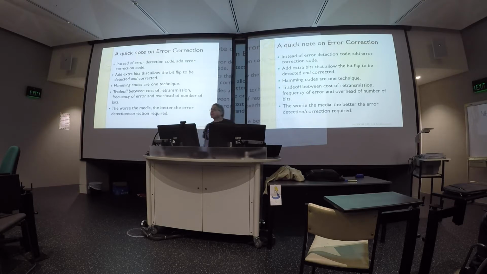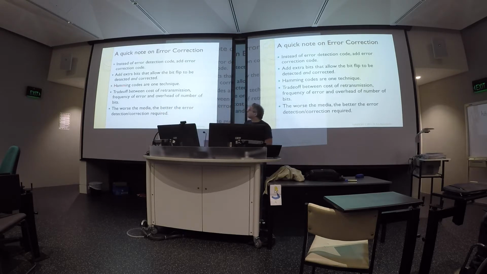If you want to look them up, I'm not going to do them in the class. Hamming codes are one technique. And there's something called a Hamming distance, which shows you how many bits you can detect and how many bits you can correct. And just to give you an idea, you can always correct fewer bits than you can detect.